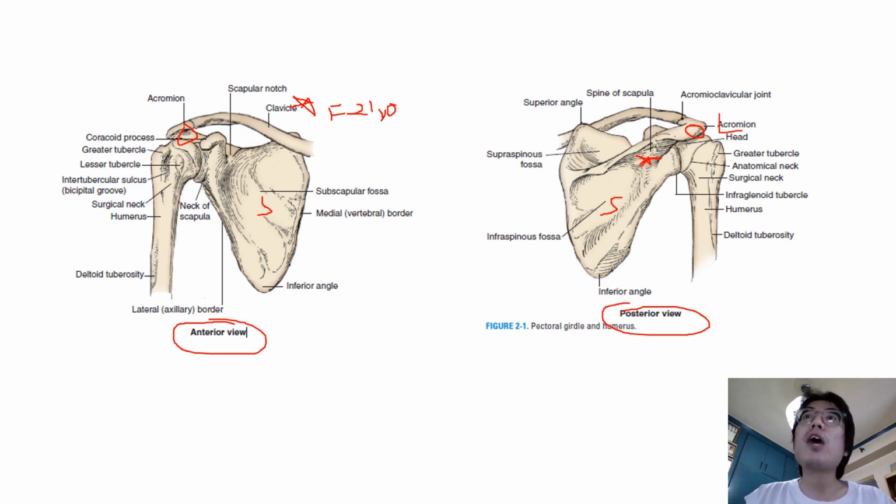Speaking of the acromion, this is the acromion on anterior and posterior view. The acromion is the lateral end of the spine of the scapula, and it articulates with the clavicle through the acromioclavicular joint. The acromion is the origin for the deltoid and an insertion for the trapezius muscle.